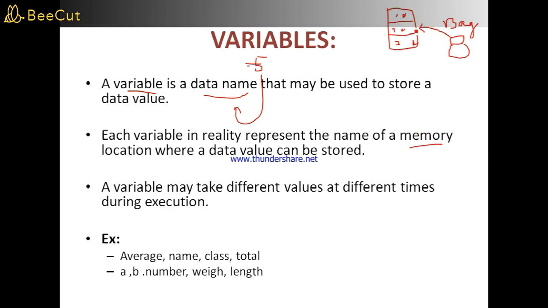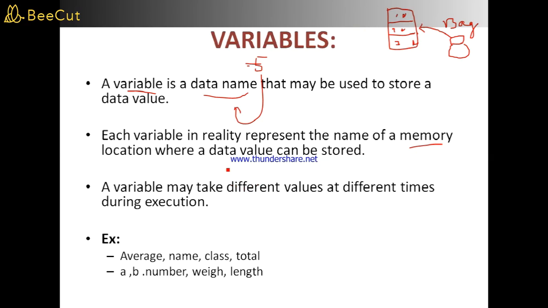I hope you understood what actually the variable's name is. In this example I can use shelf 2, and that holds my bag. My bag is nothing but the data value, right? Location 2, the shelf. Into the shelf I keep my bag, that's all.